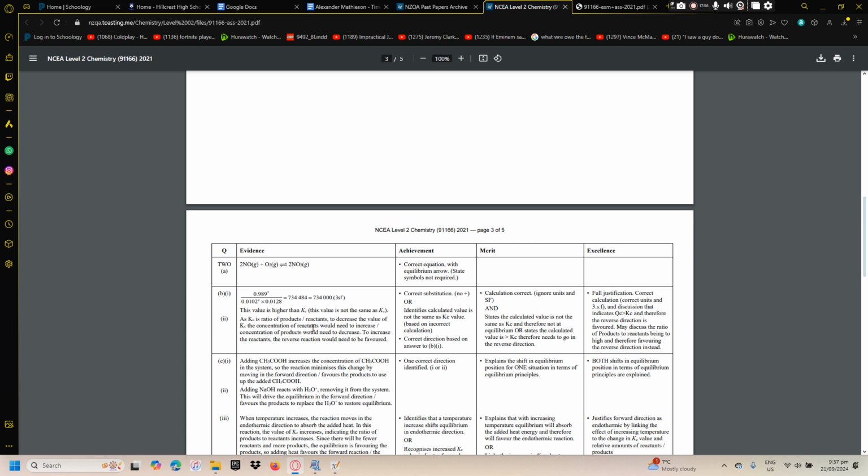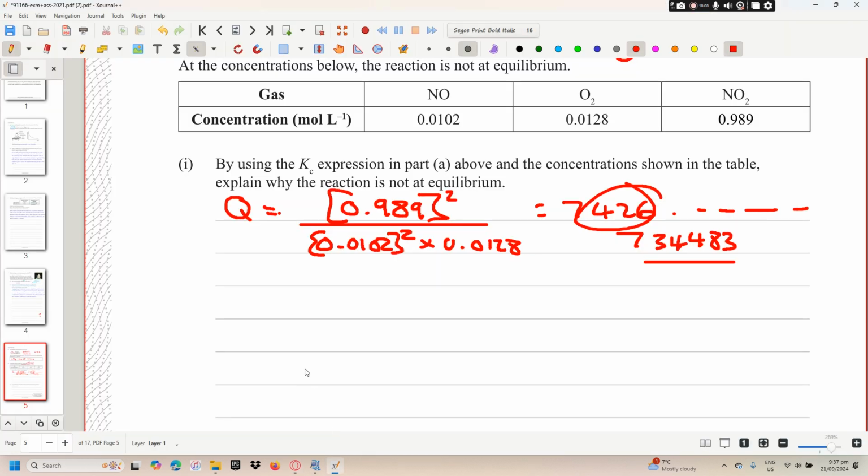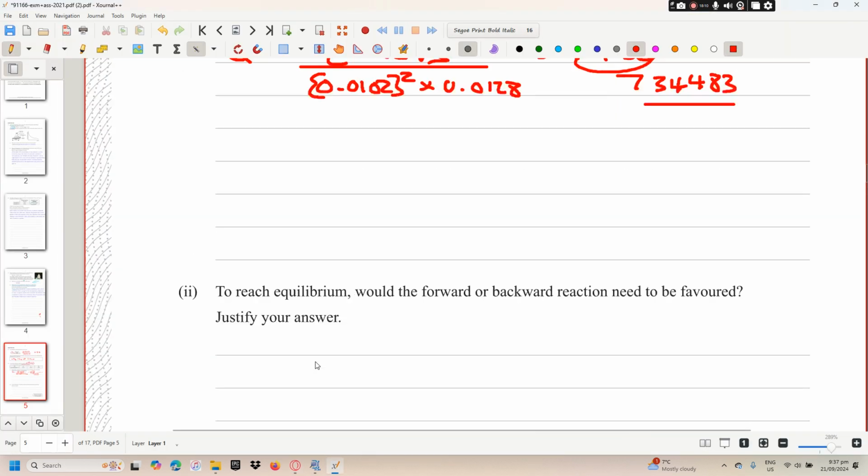For full justification: Q is greater than Kc, so the ratio of products to reactants needs to decrease to reach Kc. The reaction will need to reverse. Yeah, so the reaction reverses. Not too bad.